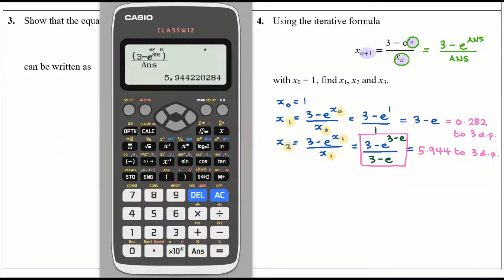Okay, now the next one, I'm not going to do any working out for this one. We'll just press the button on the calculator. So x3, just press equals again, and we get negative 63.682. Let's plug that in.